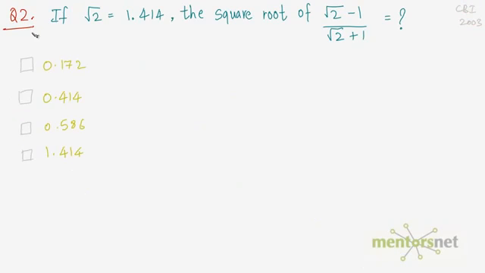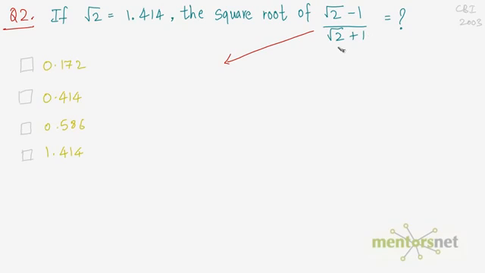Let us move on to question number 2. It was asked in the CBSE exam of 2003. So you have been given the value of root 2 and you have to find out the square root of this expression. Well, let us simplify this expression: (√2 − 1) upon (√2 + 1). The aim is to get rid of the denominator.